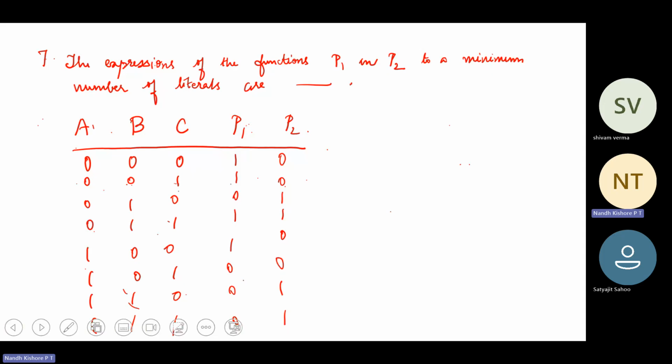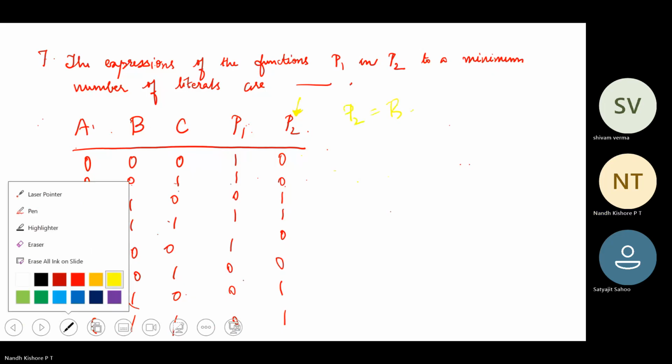So visually seeing itself, I think you can tell what is P2. What is P2? Can you see visually and tell from the table itself directly what is P2? Sir, it is B. Yes. So P2 is B, right? Okay. P2 is B. Well and good.